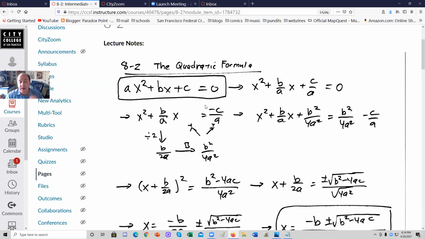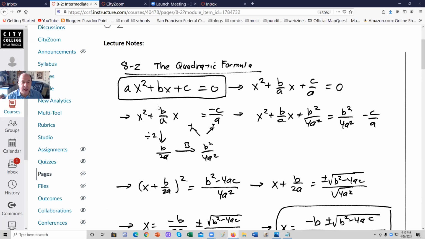We'll use the method of completing the square mentioned last time on Tuesday. Start by dividing throughout by a, so we get a 1 in front of the x squared. x squared plus b over a x plus c over a equals 0 over a, but that equals 0. Then transpose the c over a to the other side, so x squared plus b over a x equals negative c over a. We now proceed to complete the square.